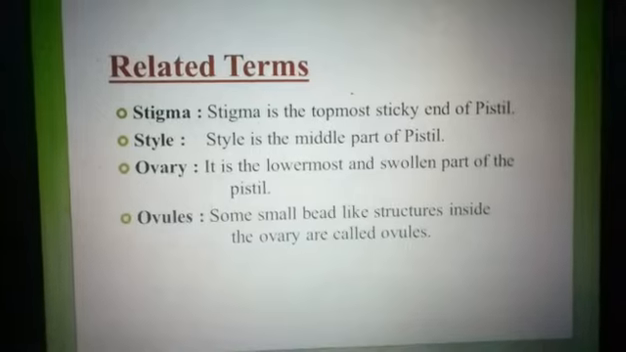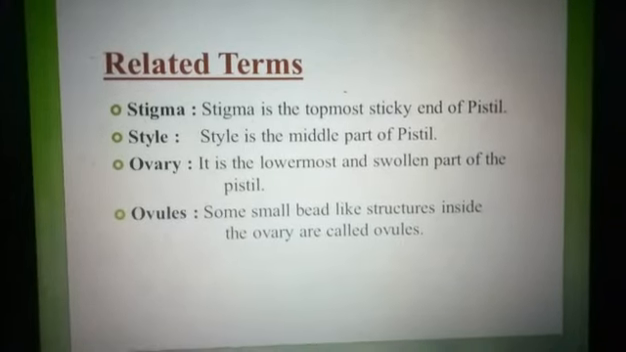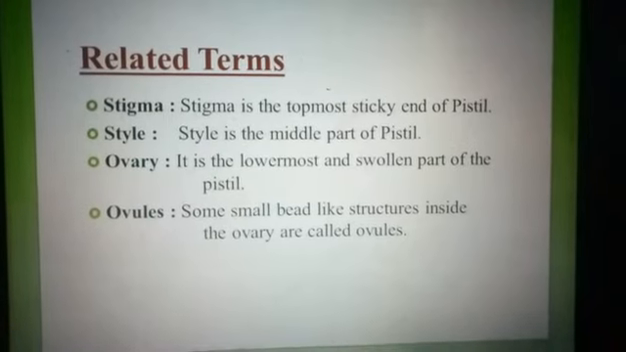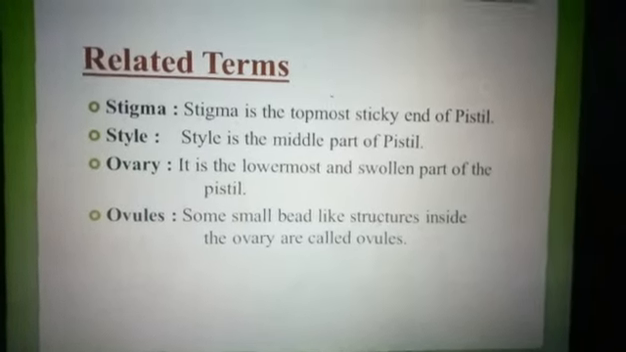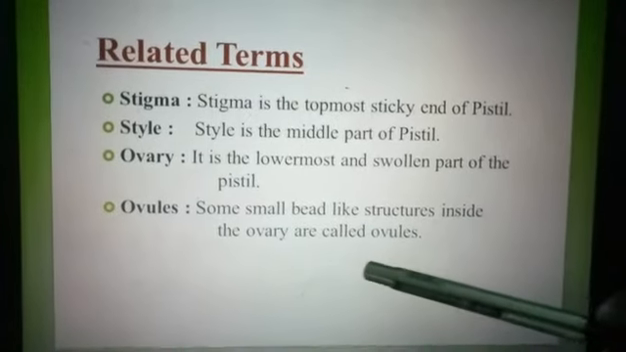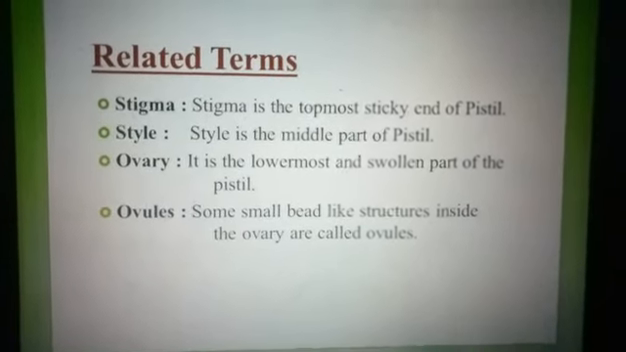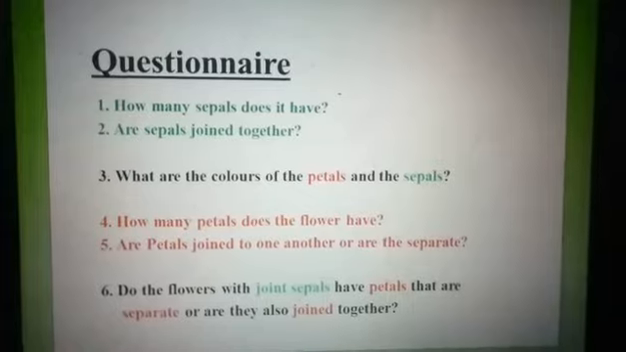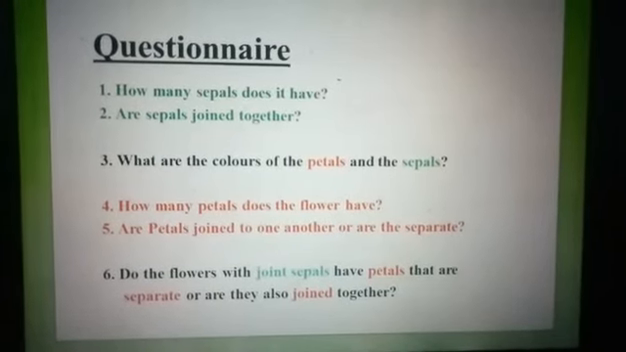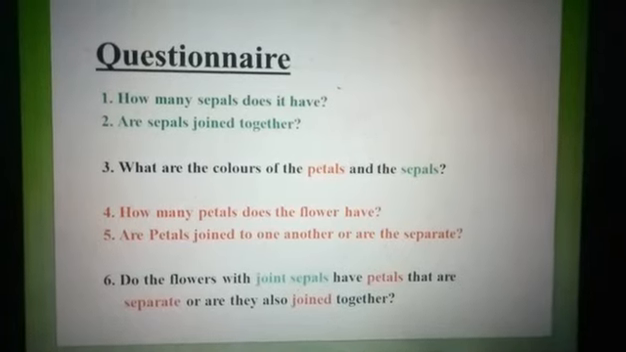Next we have related terms. So stigma is the topmost sticky end of pistil. Style is the middle part of pistil. Ovary is the lowermost and swollen part of pistil, and ovule is small beads like structures inside the ovary, called ovules, right?